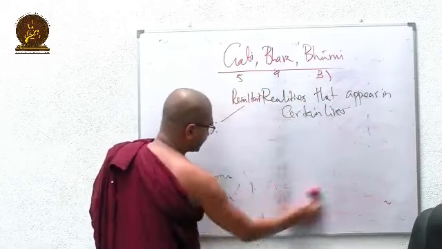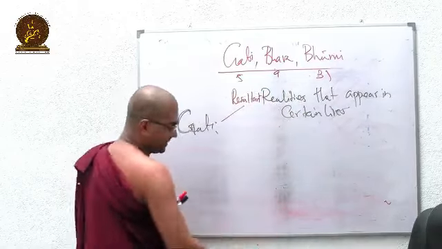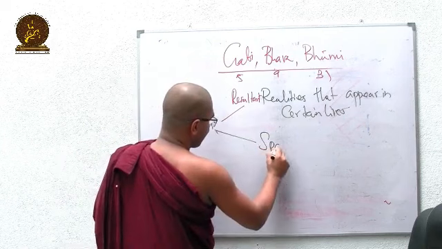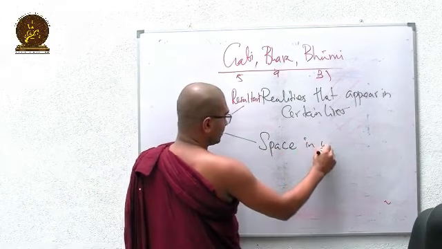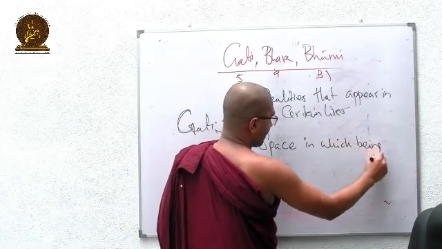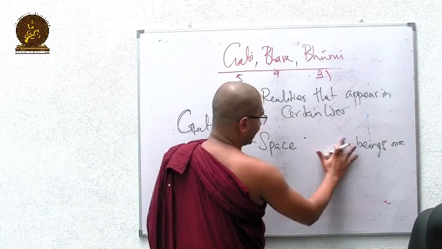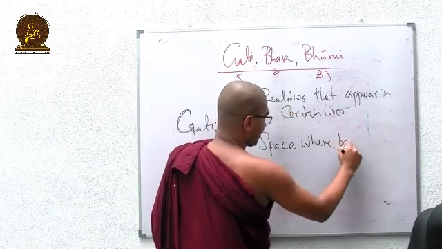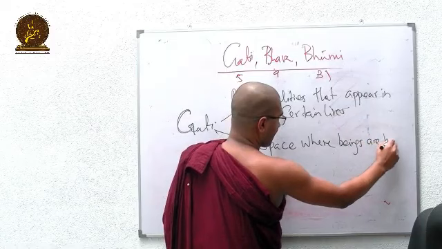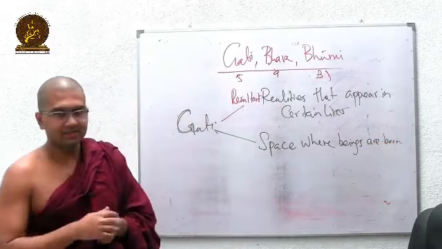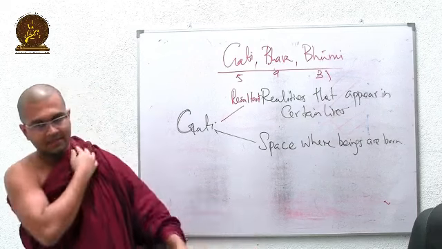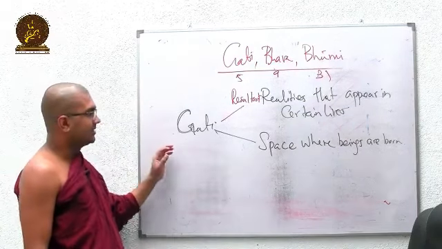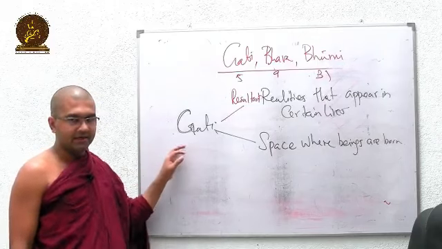The second definition is the space in which beings are born. We can show where the beings are born. It's much easier, right? Beings appear, whatever it is. Now the human gati in this sense is the earth. The divine gati is the location which is mentioned in the literature, which is believed to be in the sky. The niraya gati is located inside the earth.